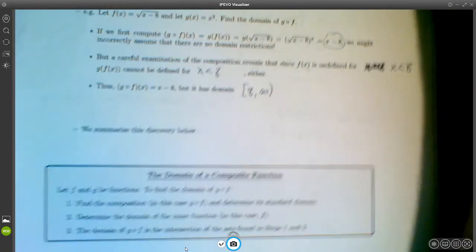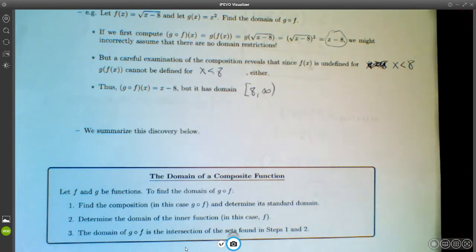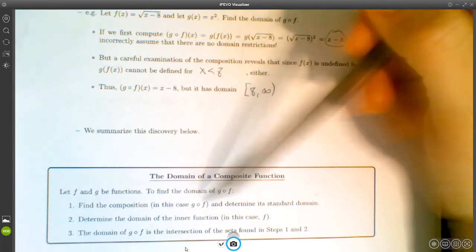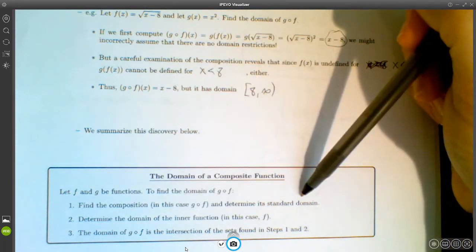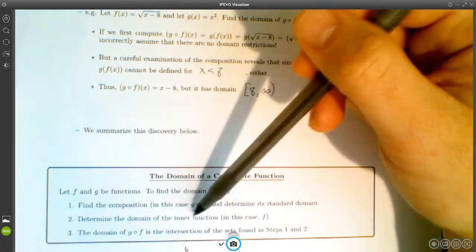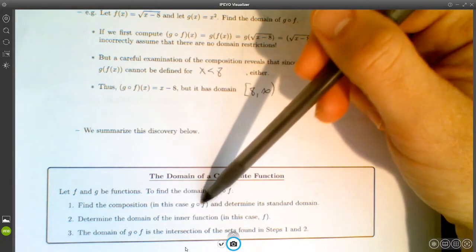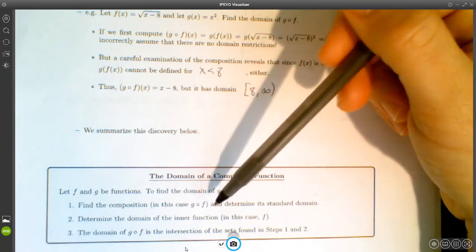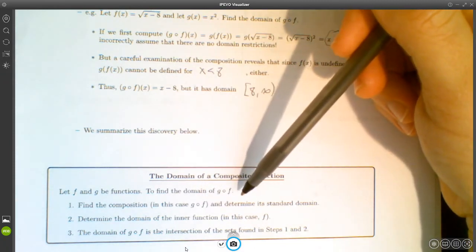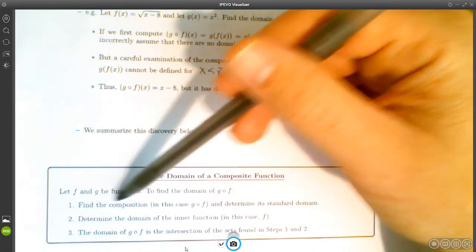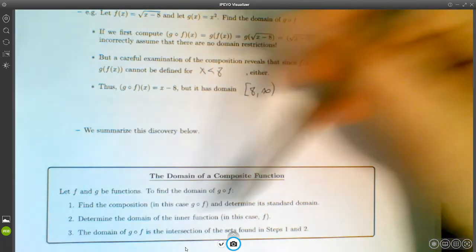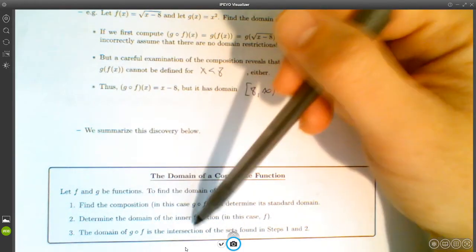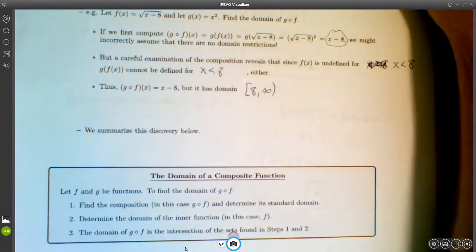But here's a summary. This is how we're going to go about finding the domain of a composite function. We are going to start off by just finding the composite function itself and determining what the standard domain of that composite function is. But then we're also going to find the domain of the inner function, meaning the function that we plug into the other one. In the case of g of f, the inner function is f. In the case of f of g, the inner function would be g. The domain of g of f is going to be the intersection of those two domains, from steps 1 and 2.